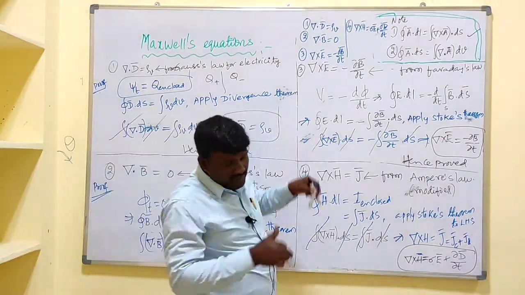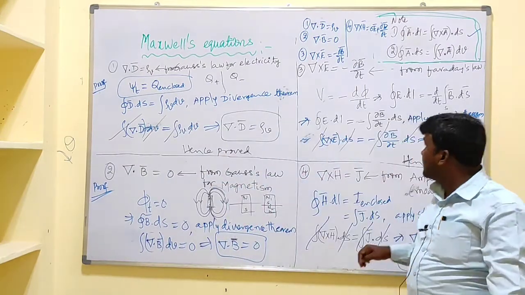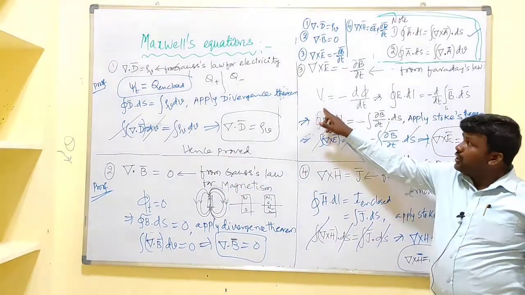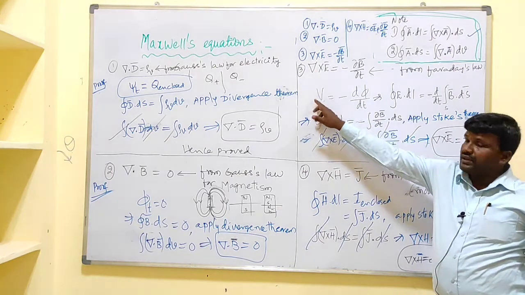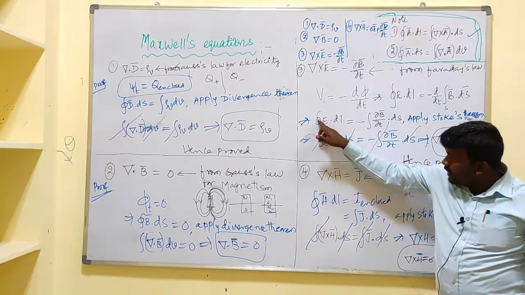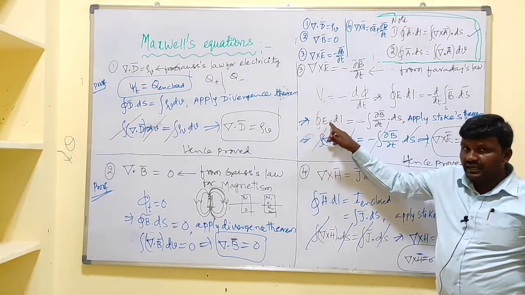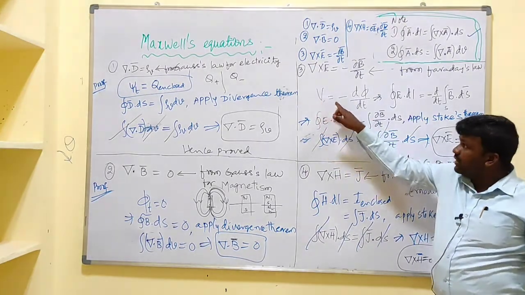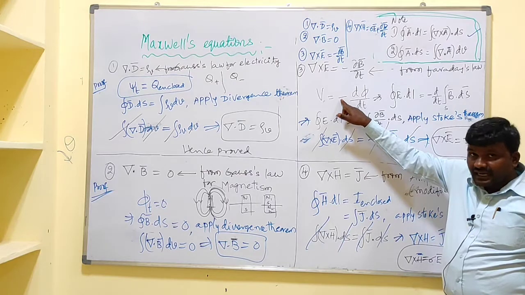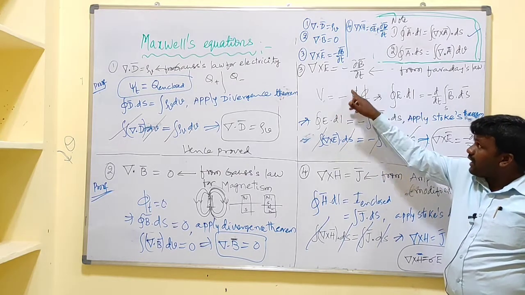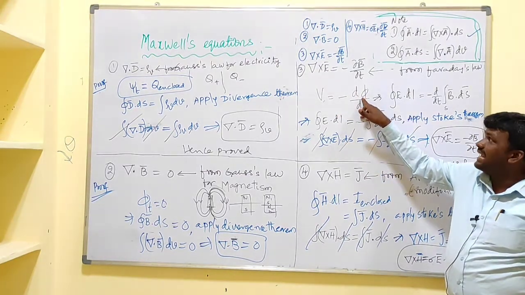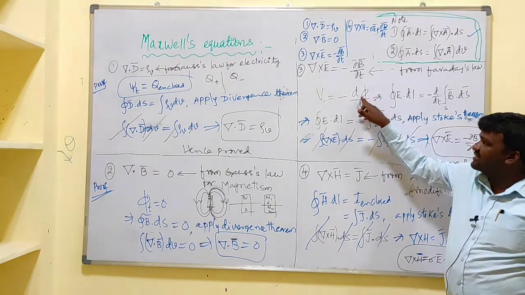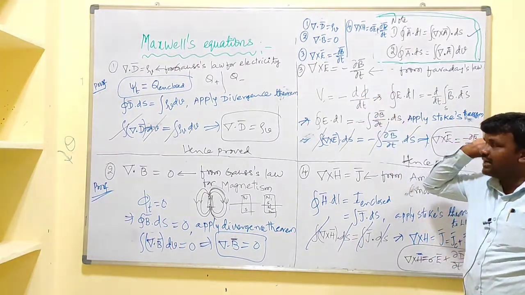And coming to third one, that is Faraday's law. What is Faraday's law? Induced voltage or induced EMF in a closed circuit, that's why closed line integral, is equal to, this minus sign indicates what? Decrement of rate of change of magnetic flux linkage. Here I directly considered what? Magnetic flux instead of magnetic flux linkage.